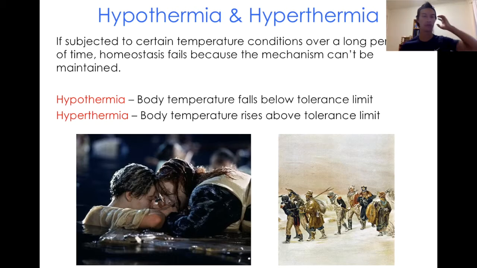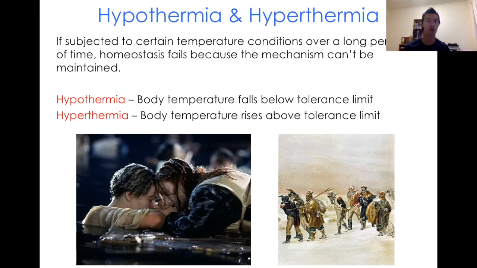Now, what happens if your body temperature falls outside of that range for a long period of time? The mechanism can't be maintained, and basically your homeostasis fails. So you've got two terms for that: hypothermia and hyperthermia. Hypothermia is when your body temperature falls below the tolerance limit, and hyperthermia is when it rises above. Hypo meaning low, hyper meaning high, right?